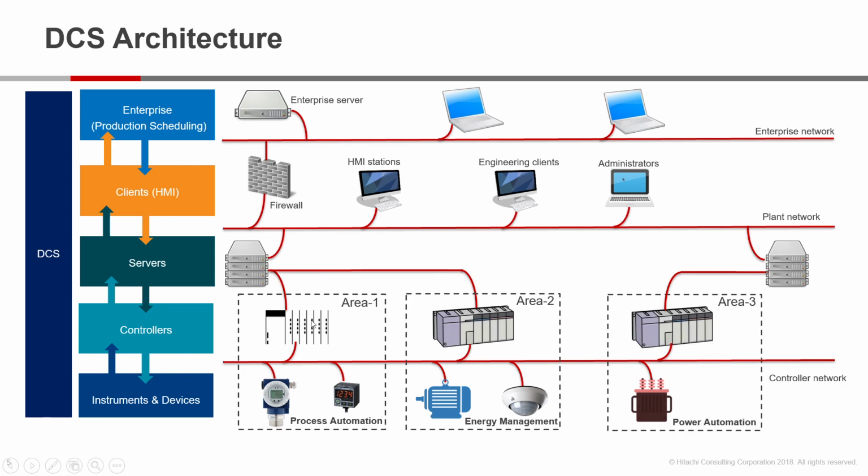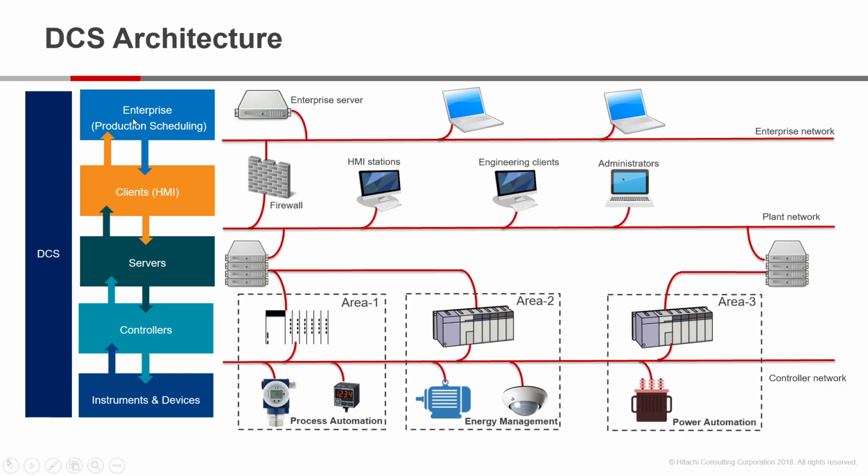So all these controllers keep sending the signals to a server, right? All these signals are stored in the server, and this server is also connected to something called the plant network. So in this network, there are HMI stations, engineering clients, and administrators, which can access the data which is being recorded by these PLCs. So these form the control center in the plant. So in a plant, all these HMI stations are in a control room, from where the operators or engineers monitor the entire plant, right?